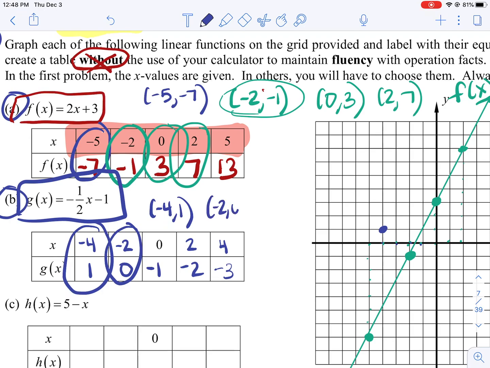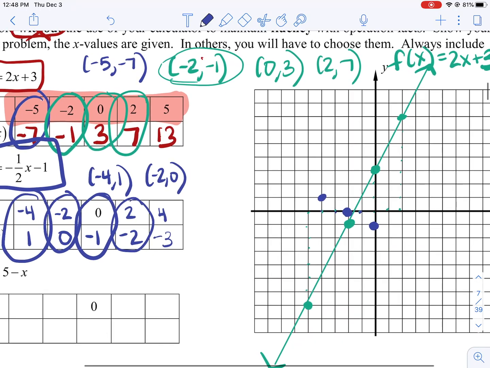-2, 0. 1, 2. Then I'm not going anywhere, just staying at 0. 0, -1. 2, -2. And I can see these points are forming a nice line. Oops, sorry, I forgot to write that point out for you guys.